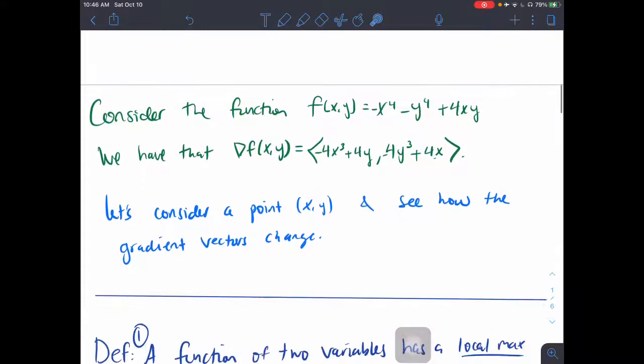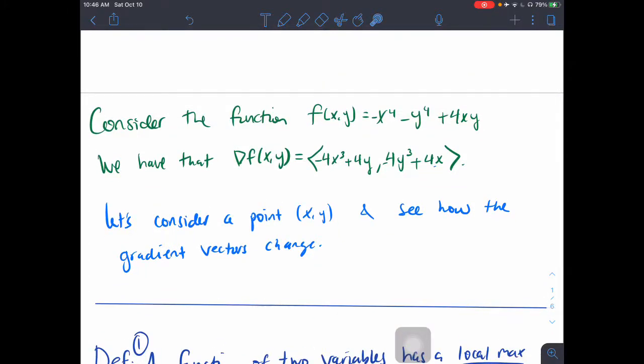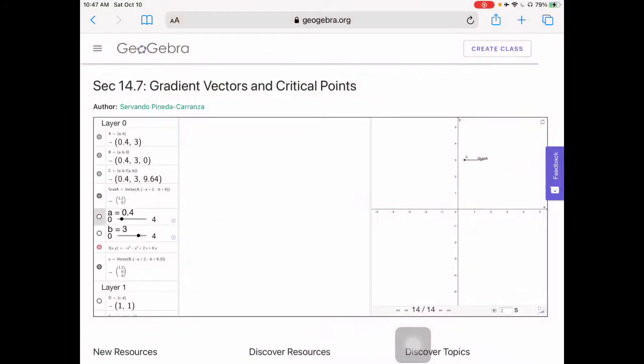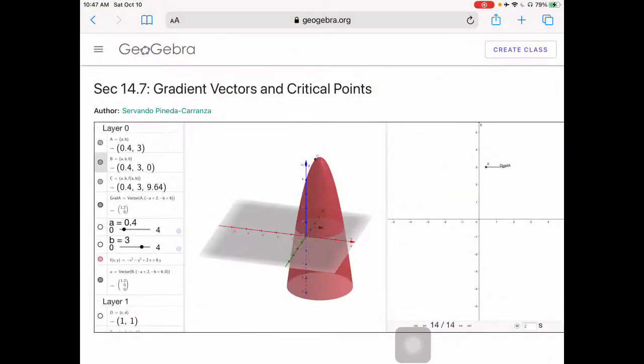So let's take a look at a different function. So now let's consider this function, which is different. Now it's a degree 4 polynomial, and here is its gradient. And so I want us to see what's going to happen with this one. So let me go back. I'm going to close all these so we don't get confused.